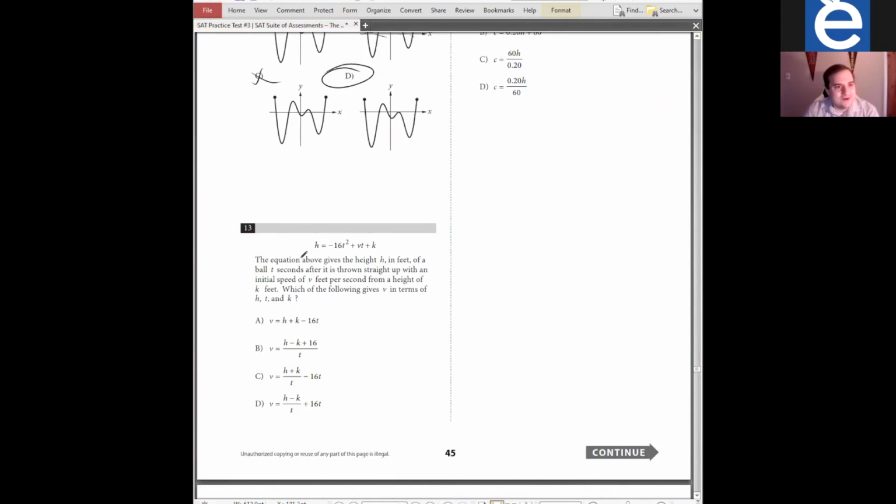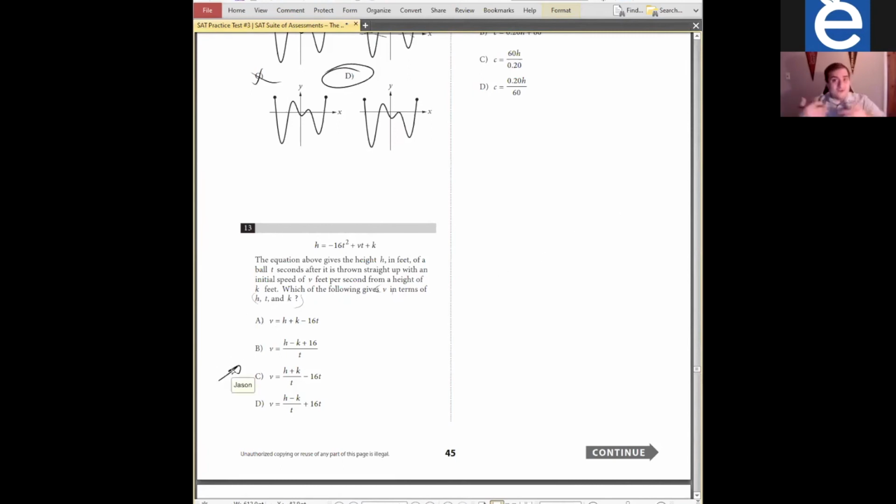So the equation above gives the height h in feet of a ball t seconds after it's thrown straight up with an initial speed of v feet per second from a height of k feet. Which of the following gives v in terms of h, t, and k? All right, so this is asking us which gives us v in terms of h, t, and k. This is literally just asking us to solve for v. I mean, if you look down here, it's that.